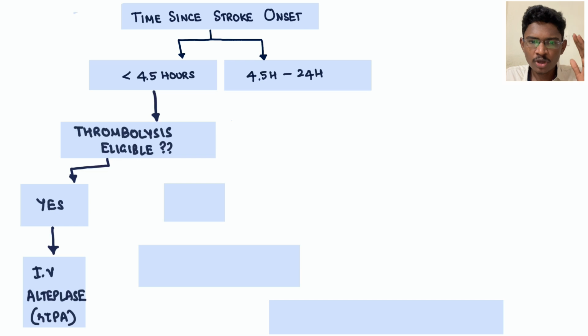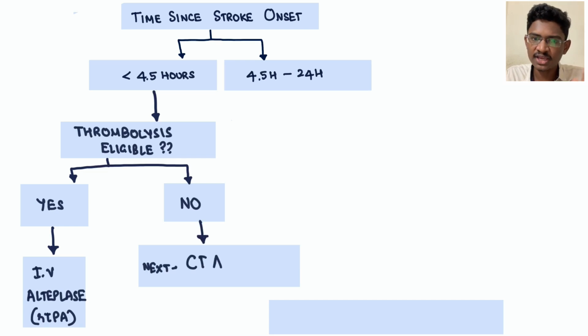Next, if you find the time of onset to be less than 4.5 hours, then he is obviously within the window period. Here, manage the BP control and check for the indications and contraindications of thrombolysis. If it is indicated, yes, go for thrombolysis immediately with IV alteplase. If you find it to be a contraindication for thrombolysis, then what can you do?